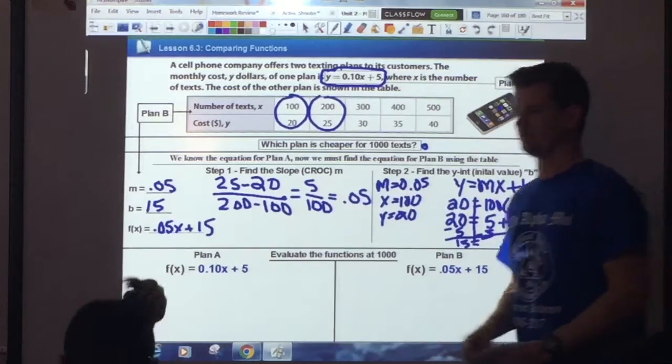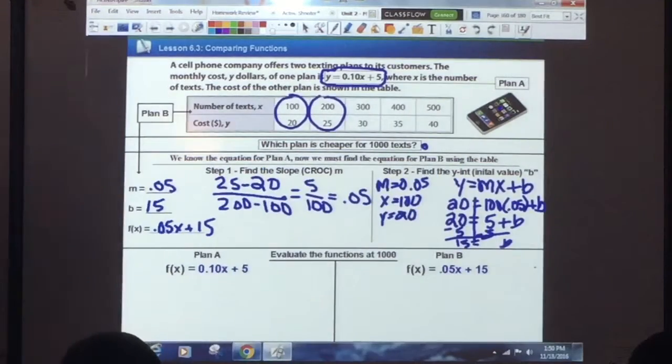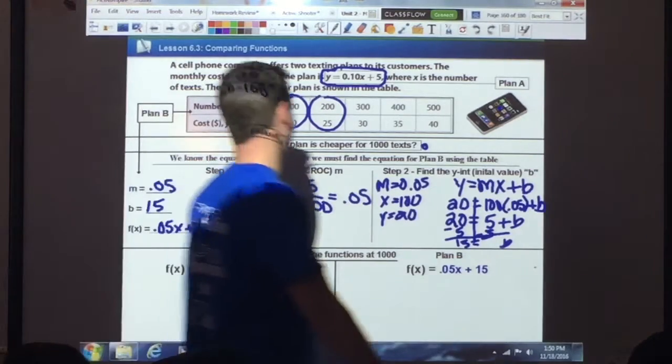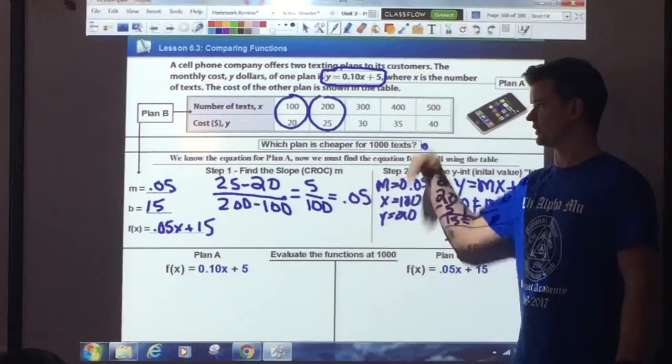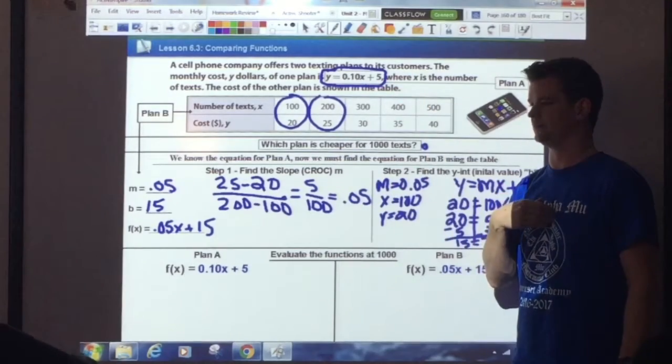Once I have that piece of information, I can finally do what they asked me to do at the beginning of this problem. I can evaluate both plans for 1,000 text messages. Jaylene, plan A. We want to evaluate it. We look here, we see it's 1,000 text messages. So I look at the table. Text messages, is that X or Y?